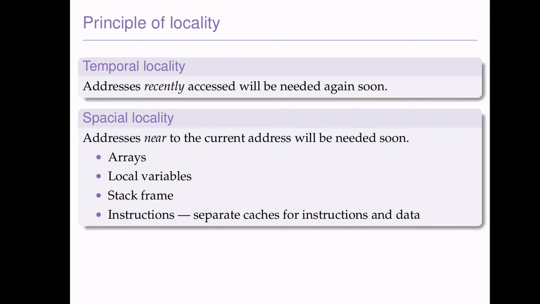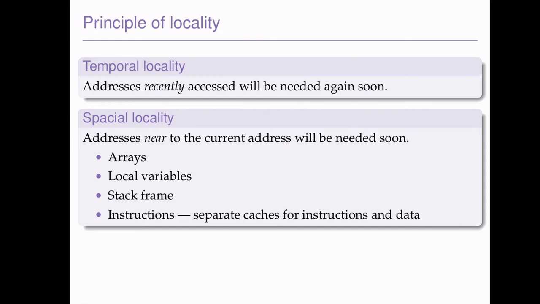Okay, so this is going to be another important idea, the principle of locality. So we have two ideas of locality. We have temporal, which is that recently accessed addresses will be needed again soon. So if you read something, you might write to that memory location again. If you're using a variable, you might update its value.